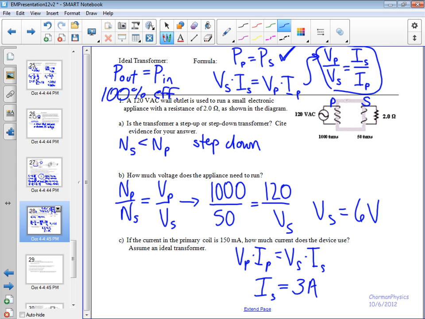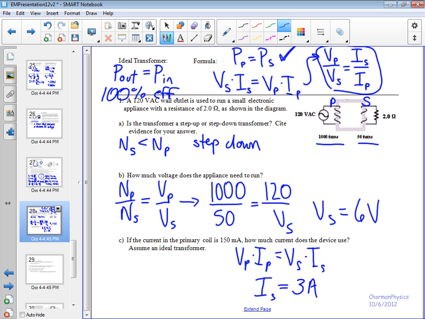So we have this first example here. We have a 120 volt AC wall outlet connected to a small appliance with a resistance of 2 ohms. Apparently this appliance has a little transformer in it. It's going to step the voltage down. How do we know it's a step-down transformer? Well, we look at the image here, and we see in the primary coil we have 1,000 turns, and in the secondary coil we have 50 turns. If the number of turns in the secondary coil is less than that of the primary coil, we end up with a step-down transformer. That is our evidence.